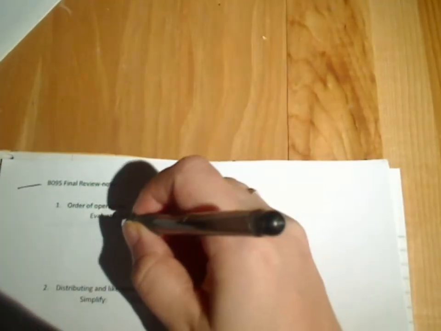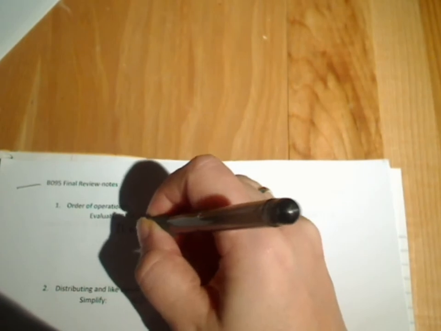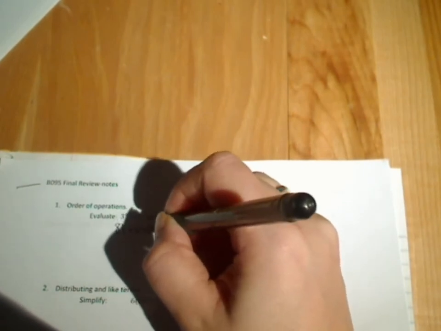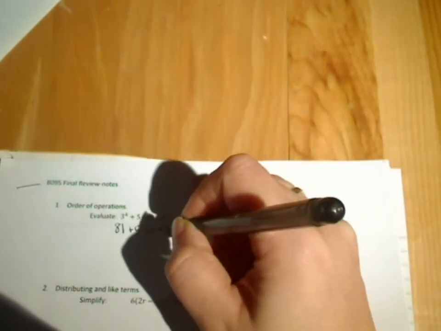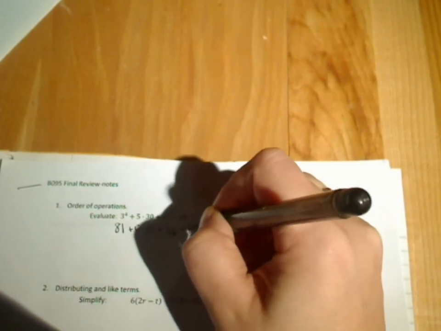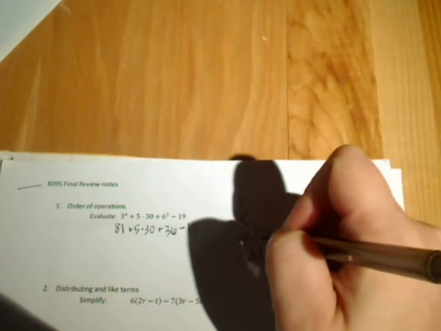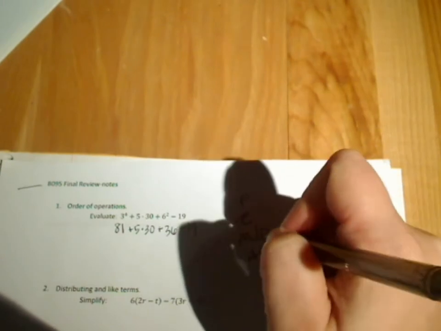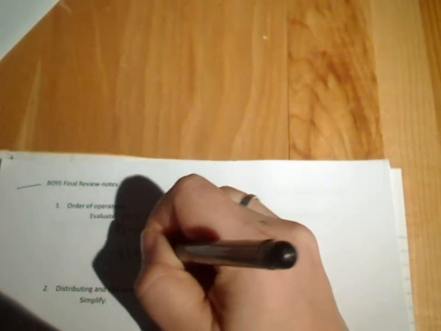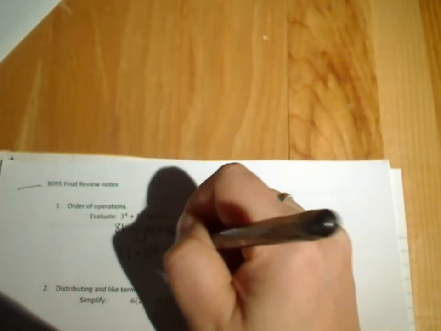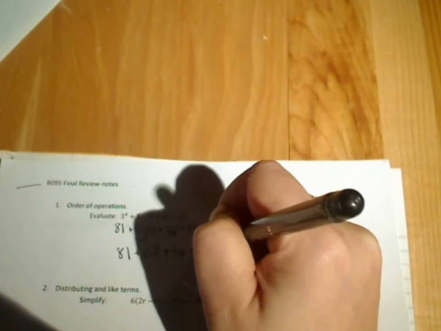So I do 3 to the 4th and get 81. I'm going to leave this here. I'm going to do 6 squared to get 36 and then subtract 19. So I took care of all of my exponents. The next thing I'm going to do is multiply or divide. So I have these two to multiply. 81 plus 150 plus 36 minus 19.